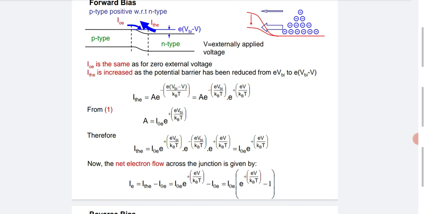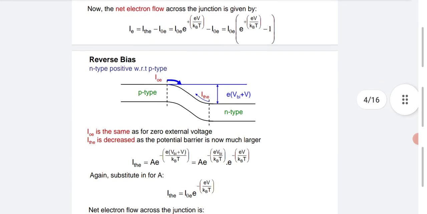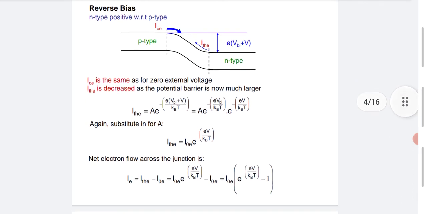So IE is equal to I thermal minus I0E. So it will again come out equal to I0E times e raised to eV upon kT minus 1, where instead of minus eV, here it is plus eV. Now when we apply the reverse bias potential, what happens? The positive side goes towards the N terminal and the negative side towards the P terminal. So the depletion region widens, because the charges are depleted; the depletion region is widest due to the reverse bias potential.